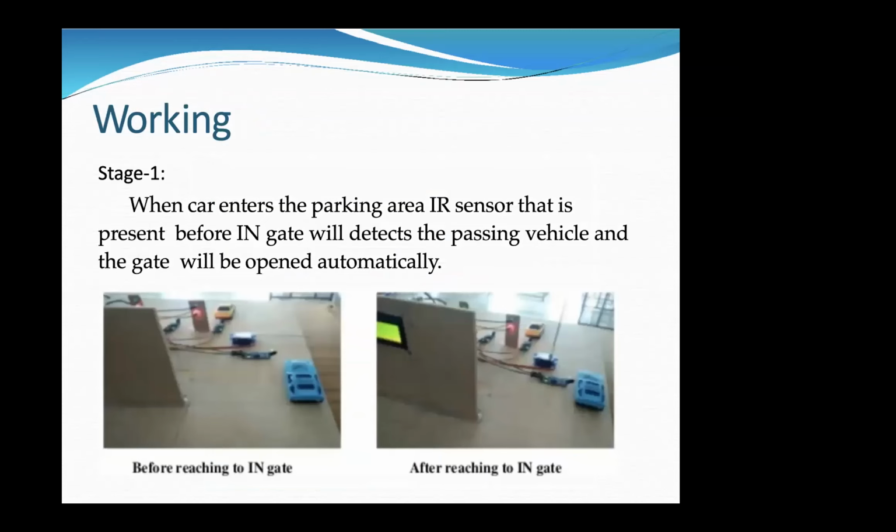Coming to the working, in stage one, we can see a blue color car trying to enter the parking lot, and at the entrance we can see there is a green light. It means free parking slots are available. The IR sensor will automatically detect the vehicle coming in, and the gate will automatically open.